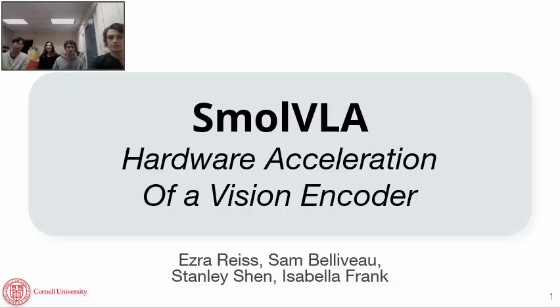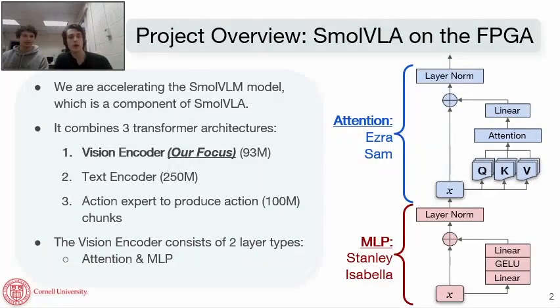And this is our SmolVLA hardware acceleration of the vision encoder specifically. To give a quick overview of the project we're doing today, we are accelerating the SmolVLM model, which is a component of the SmolVLA model. It combines three transformer architectures, a vision encoder, a text encoder, and an action expert that produce action chunks. The vision encoder is our focus today, which, while having a smaller parameter count, has a token length of over 8 times the other two transformers. The vision encoder is broken up into two parts, the attention and the multi-layer perceptron. Sam and I focused on attention, while Isabella and Stanley focused on the multi-layer perceptron.